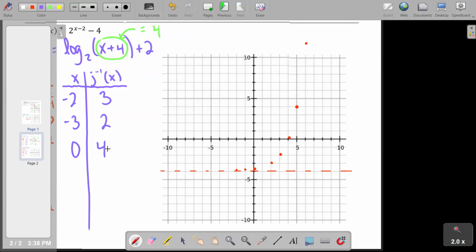What else would I love it for the green egg to equal? What's something else that has a log base 2 that's agreeable? What'd you say? It is 8. Could I make the green egg equal 8? Sure, I could. What would I have to put in place of X? 4. 4 plus 4 is 8. Log base 2 of 8 is 3, and 3 plus 2 is 5.